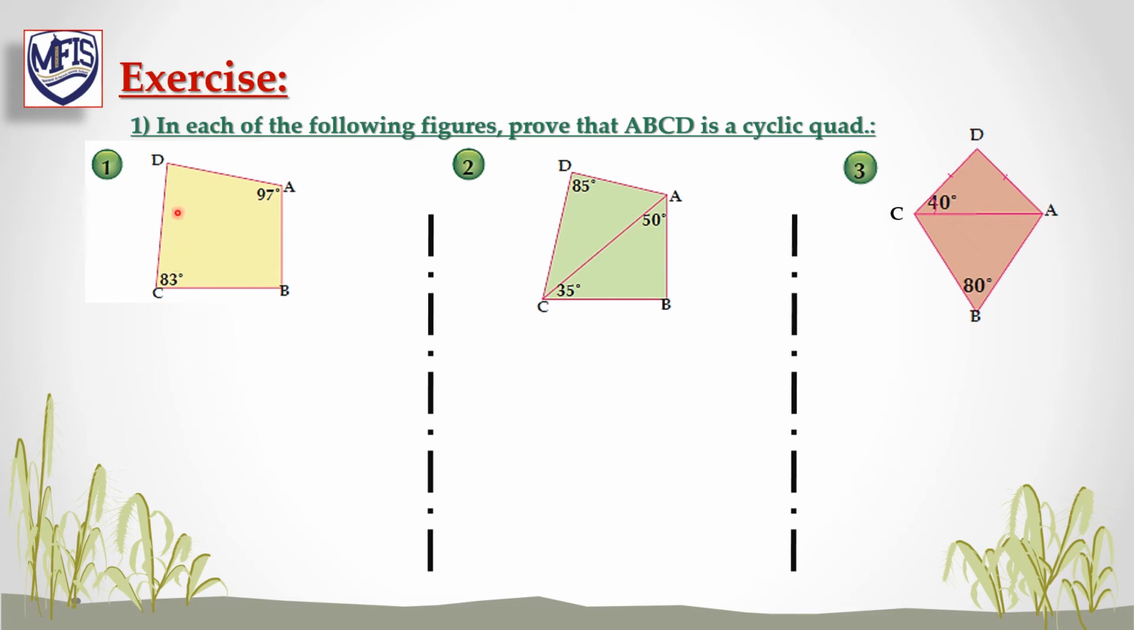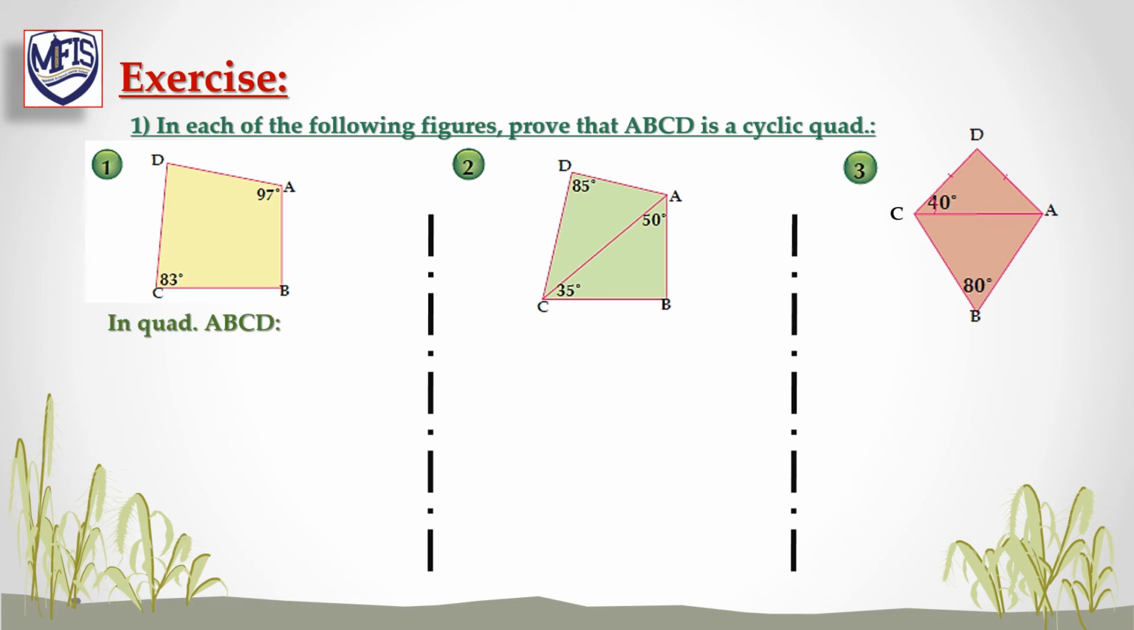Look at number A, number 1. ABCD is a quadrilateral, measure angle A is 97 and measure angle C equals 83. I want to prove that this figure is a cyclic quad. Now, of course, ABCD is a cyclic quad. Why? Because I have two opposite angles, A and C, that are supplementary, because the sum of their measures equals 180. Let's see our steps.